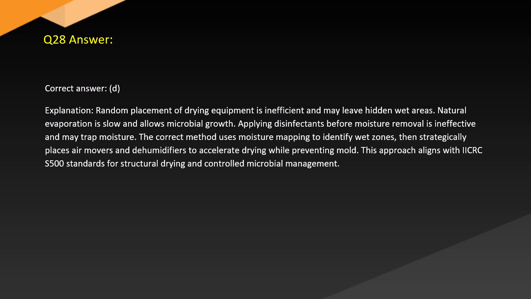Answer. Correct answer: D. Explanation. Random placement of drying equipment is inefficient and may leave hidden wet areas. Natural evaporation is slow and allows microbial growth. Applying disinfectants before moisture removal is ineffective and may trap moisture. The correct method uses moisture mapping to identify wet zones, then strategically places air movers and dehumidifiers to accelerate drying while preventing mold. This approach aligns with IICRC standards for structural drying and controlled microbial management.